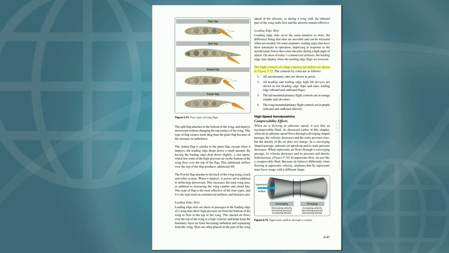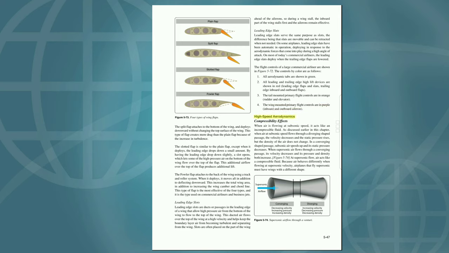The flight controls of a large commercial airliner are shown in Figure 5-72. The controls by color are as follows. 1. All aerodynamic tabs are shown in green. 2. All leading and trailing edge high lift devices are shown in red. Leading edge flaps and slats, trailing edge inboard and outboard flaps. 3. The tail-mounted primary flight controls are in orange, rudder and elevator. 4. The wing-mounted primary flight controls are in purple, inboard and outboard aileron.